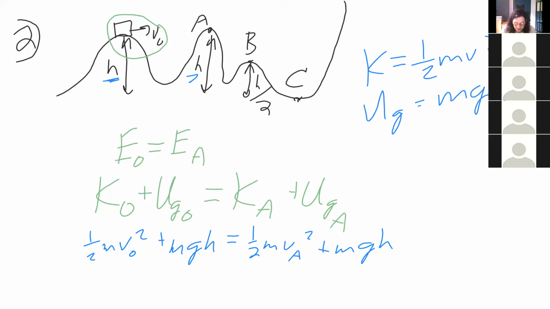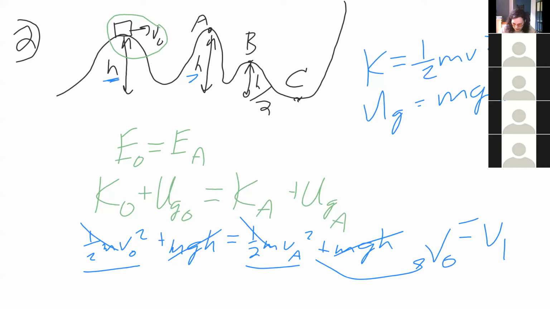So looking at this equation, we have mgh on both sides. There's the same m, same g, same h, so those will cancel out. And then you can see that our half mv initial squared and our half mv at A squared are going to be equal. Cancel out your half m's, take a square root. Anyway, the point is that you see that the speed initially will be equal to the speed at point A.